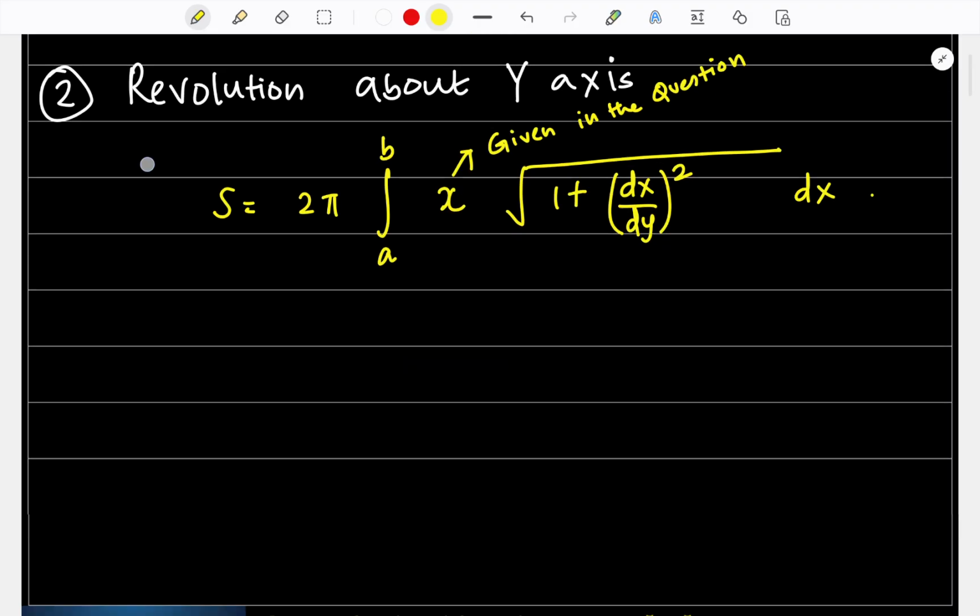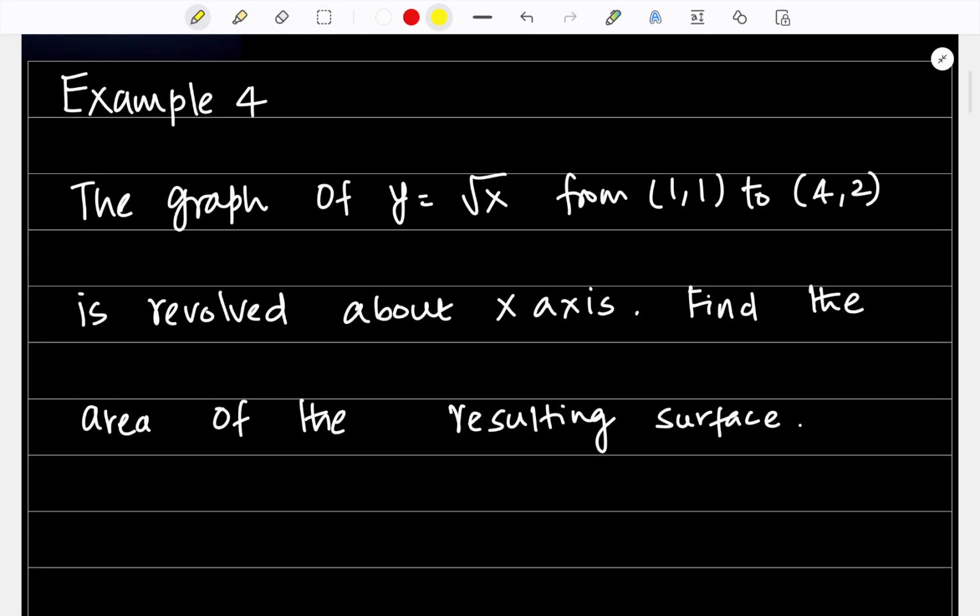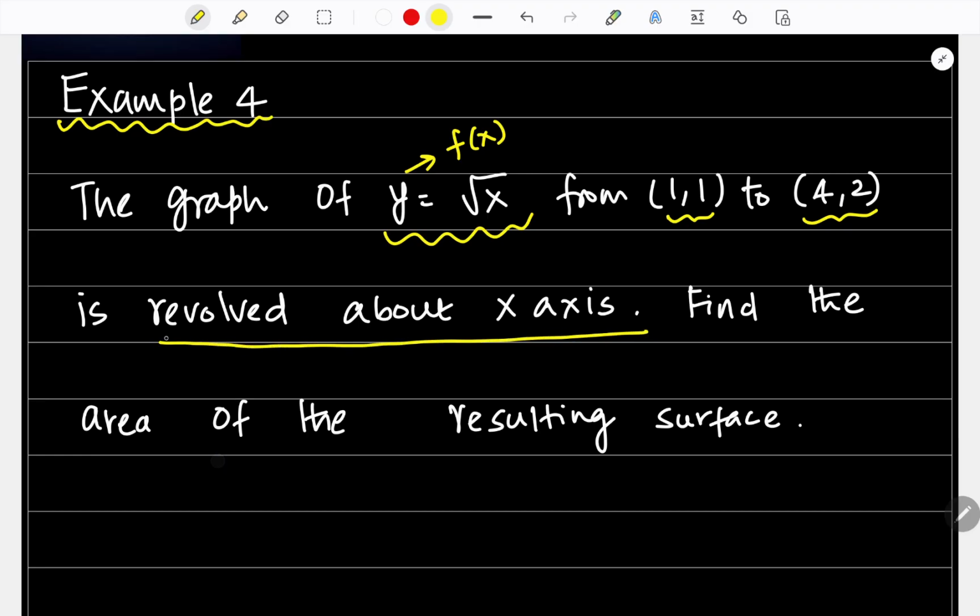Okay, so we are going with the first question now. Let us read this question. Example 4: the graph of y equals square root of x, so this is your f of x, from the point 1 comma 1 to 4 comma 2, is revolved about the x-axis. This is very, very important. If it is revolved about the x-axis, then you are going to take the first formula.